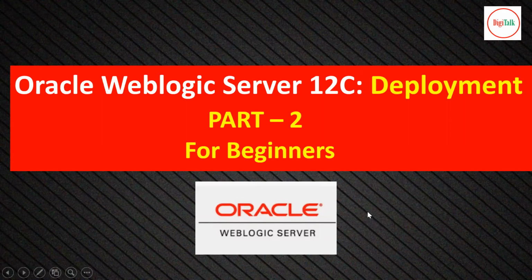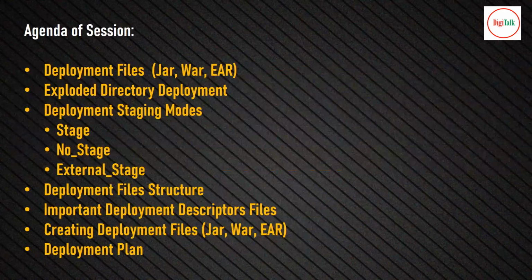In this video of part 2 of deployment, we will extend our discussion from part 1 of deployment. So the agenda of this session is to discuss deployment files, JAR, WAR, and EAR, exploded directory deployment, staging modes, deployment file structure, important deployment descriptor files, and creating deployment files along with a deployment plan.